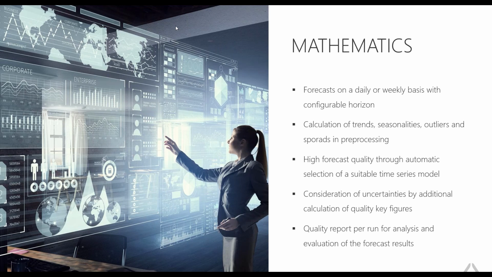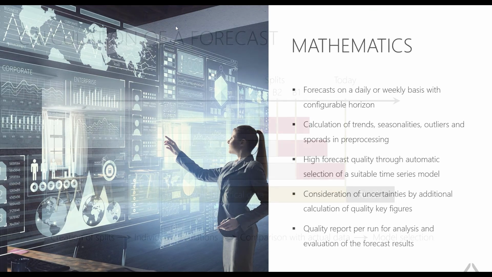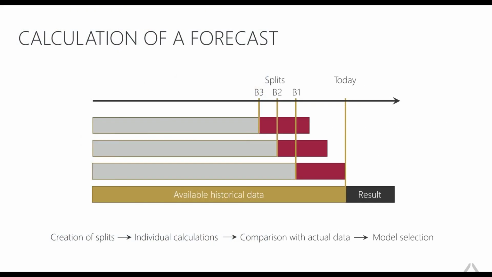And as I showed you, for every forecast we have a quality report in terms of a Power BI dashboard where you can see what the quality is, what the results are, and so on. What are the parameters for the engine? How do we calculate this forecast in the back end? This forecast is, as you may have read in various blog articles and so on.